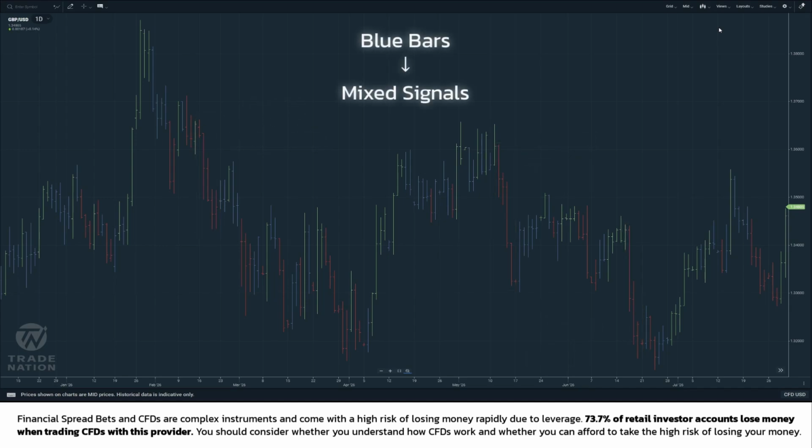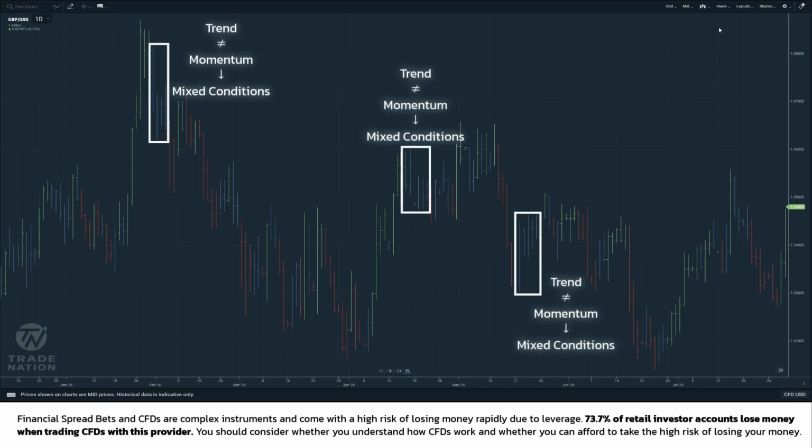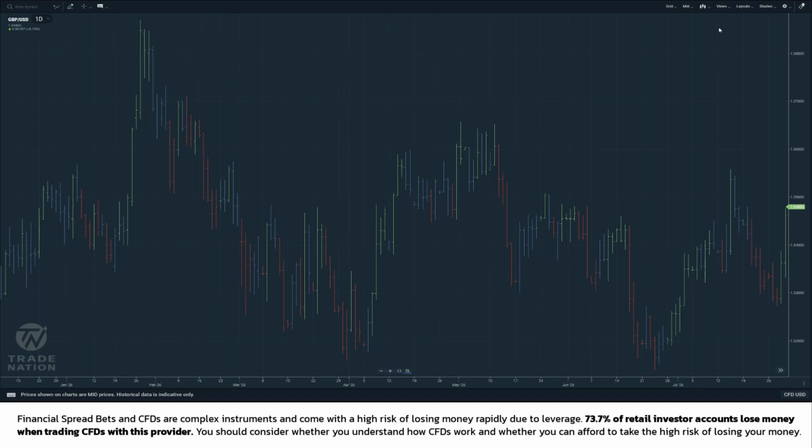When the signals are mixed, the bars are usually shown in blue. This means trend and momentum are not fully aligned. The market may still be moving, but the signal is less decisive. For many traders, this can be a useful indication that conditions are more mixed or uncertain.